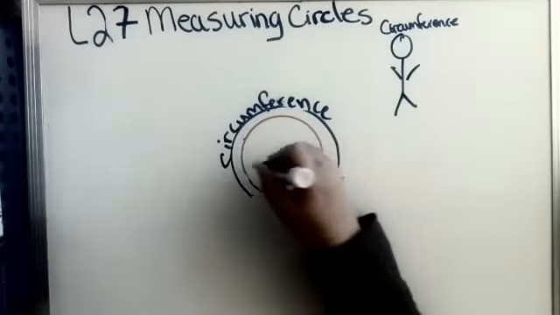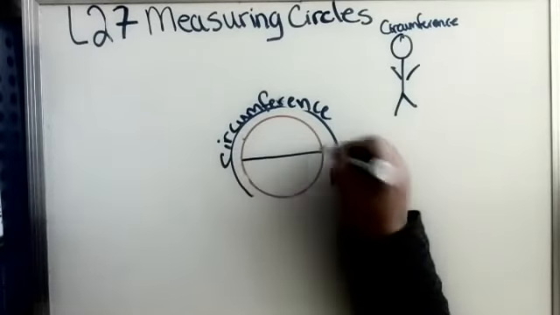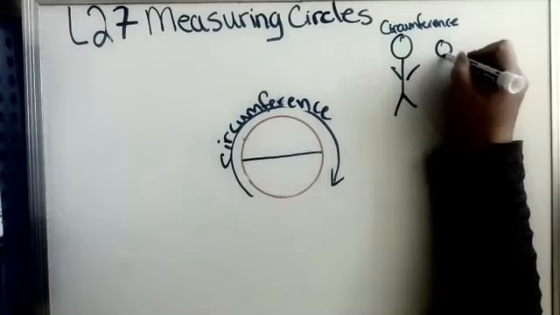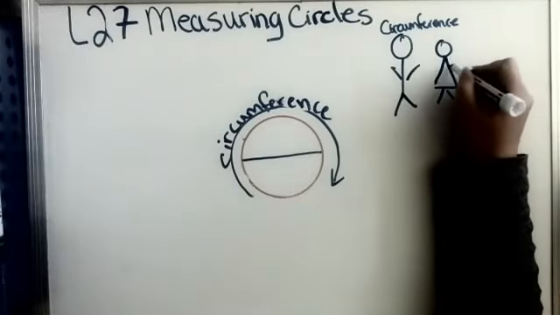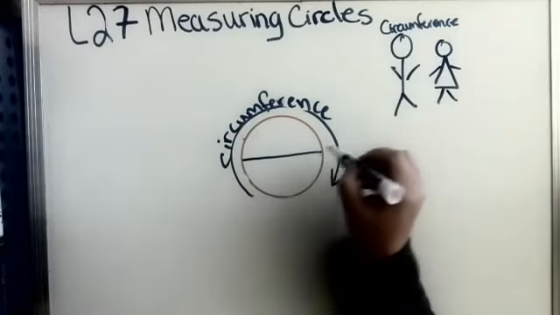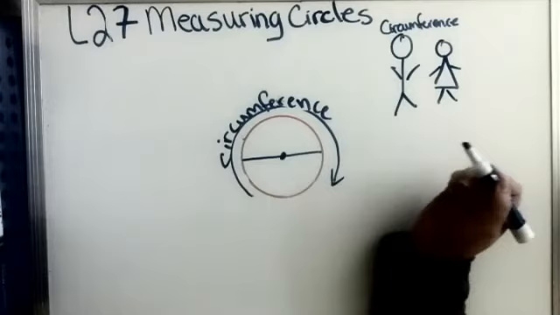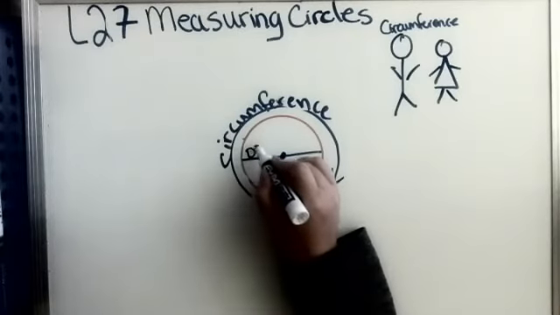Okay, his wife, Lady Diameter, is the next biggest. She is all the way across the middle of the circle. Okay, that is diameter.